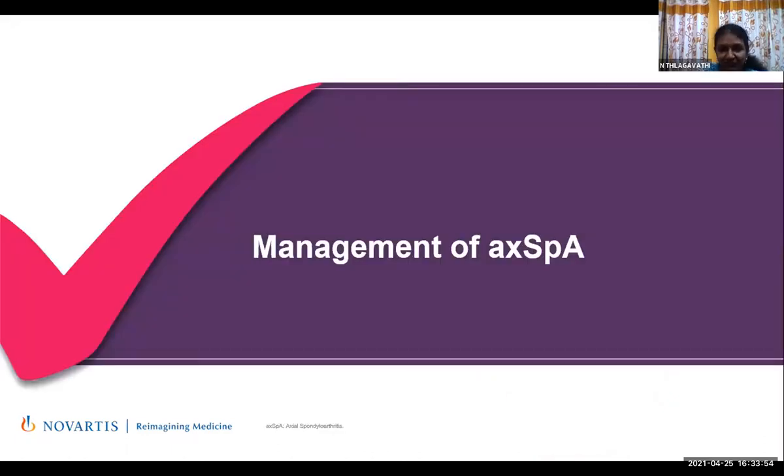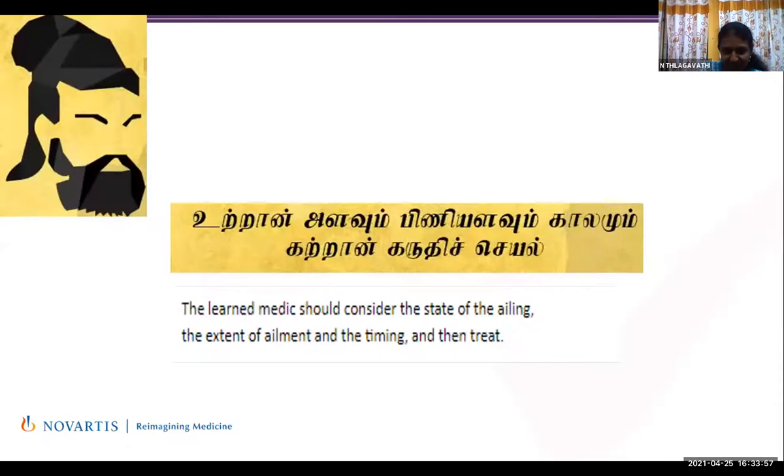So coming to the management of axial spondyloarthritis, way back our Valluvar has told us about considering the extent of the disease, the timing and the duration. So the patient's disease load, the burden, and the timing and the duration are important for a doctor to treat the patient.